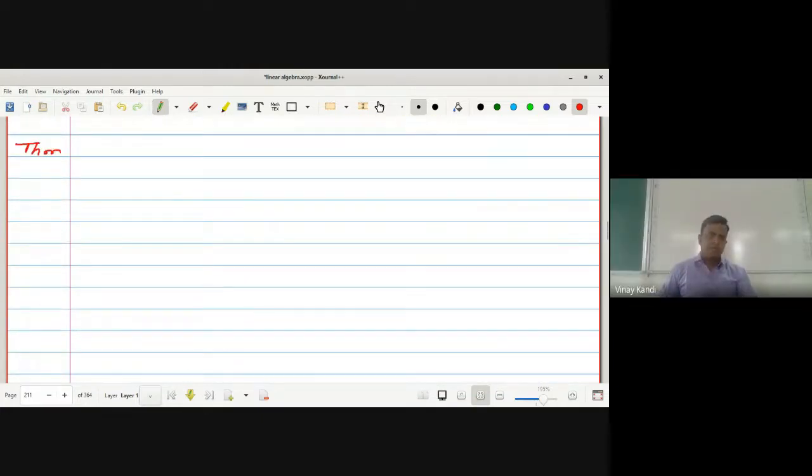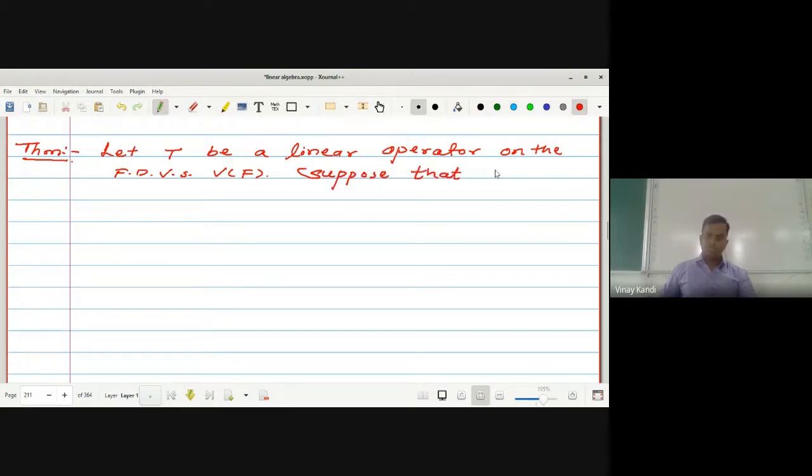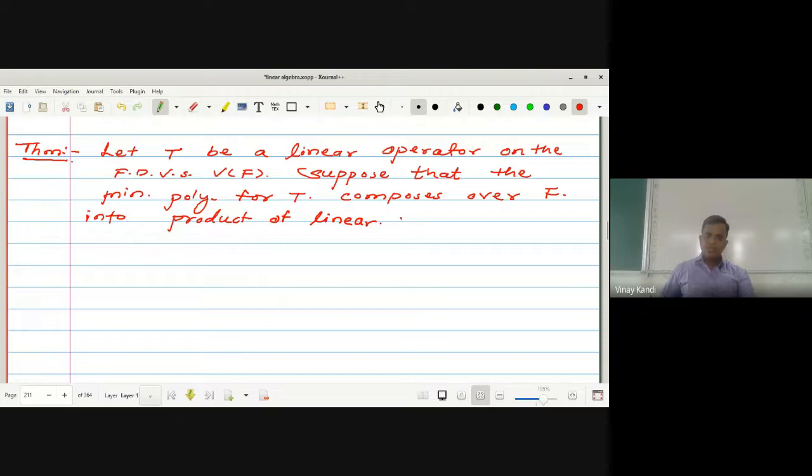Now, the next theorem is: let capital T be a linear operator on the finite dimensional vector space V over F. Suppose that the minimal polynomial for T composes over F, capital F, into the product of linear polynomials.